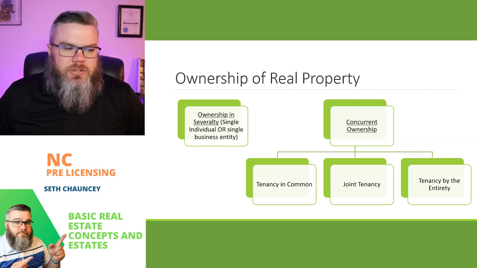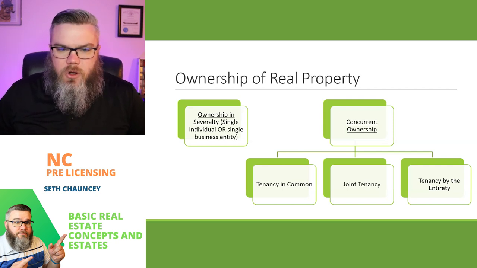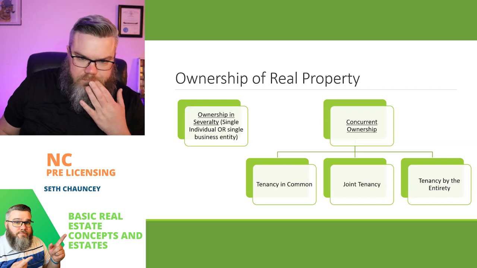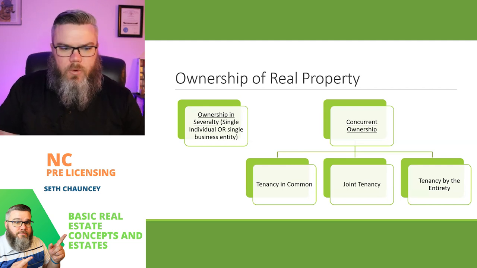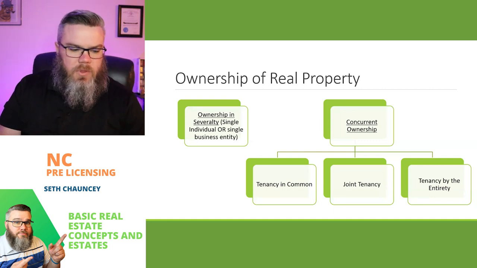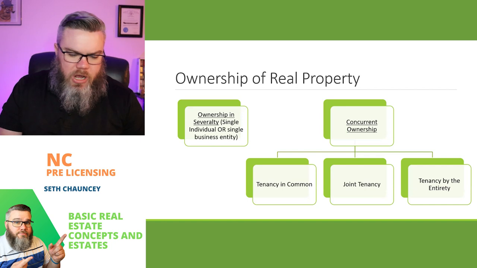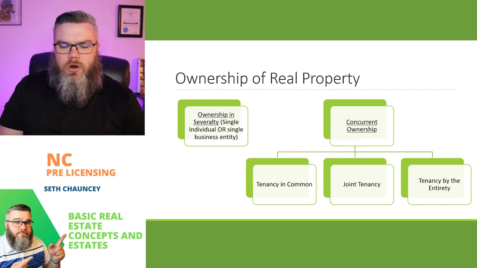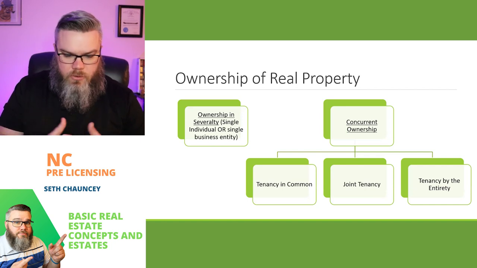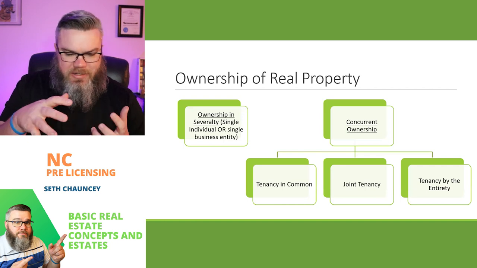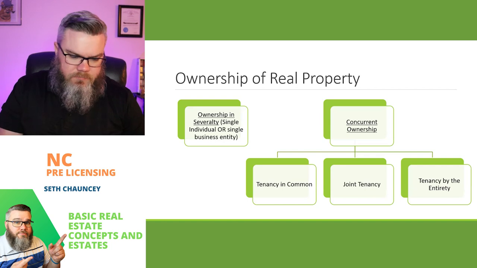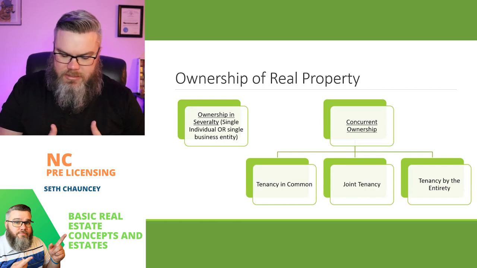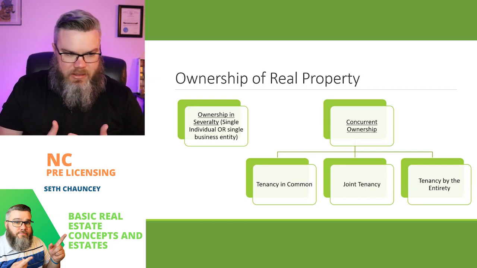But of course, we all understand that there are times when we have multiple owners on pieces of property. We call that concurrent ownership. When there is more than one owner, it's called concurrent ownership. We have three broad categories of concurrent ownership, meaning multiple owners, and they all act a little bit different. As you can see here, we've got tenancy in common, joint tenancy, and tenancy by the entirety.